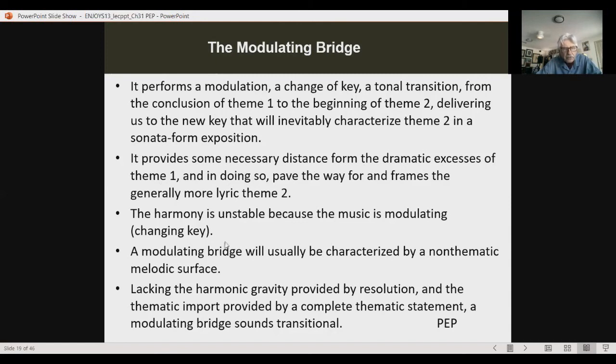The modulating bridge's harmony is unstable, right? We know we're going someplace. It's modulating, it's changing. And then that modulating bridge will usually be characterized by non-thematic melodic surface. When you hear it, it's not real clear what's going on. It's because we're going somewhere. So lacking the harmonic gravity provided by resolution and the thematic import provided by a complete thematic statement, a modulating bridge sounds transitional.